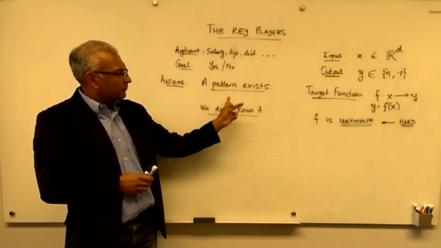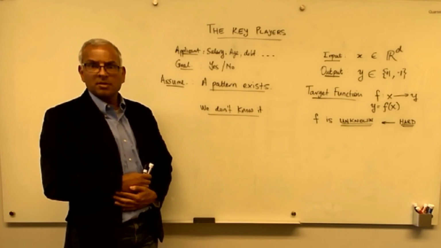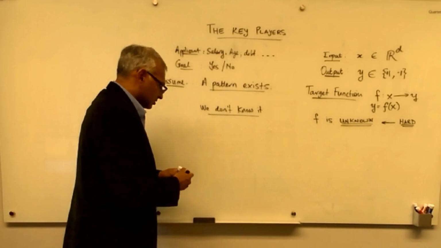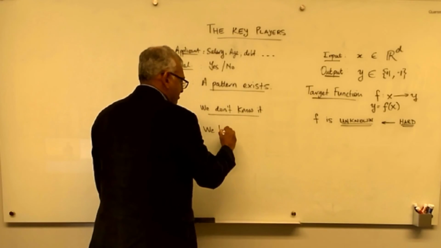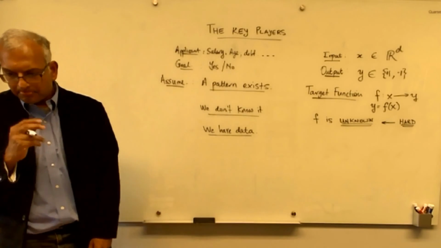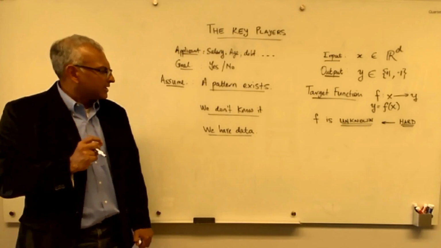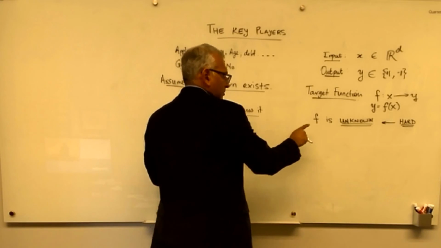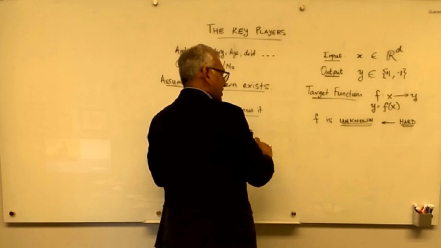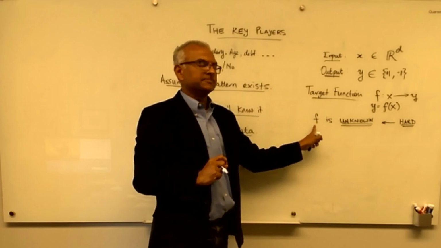And if this target function f exists and we don't know it, how are we going to figure it out in any way whatsoever, because it's completely unknown? That's where the data comes in. So we have data. Let's pin down exactly what data is. We're going to assume that even though we don't know f, we're going to have data which consists of examples of f in action.